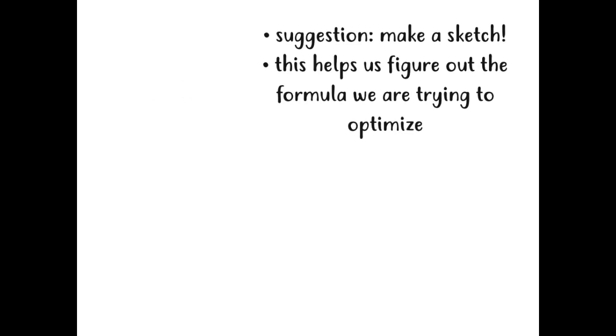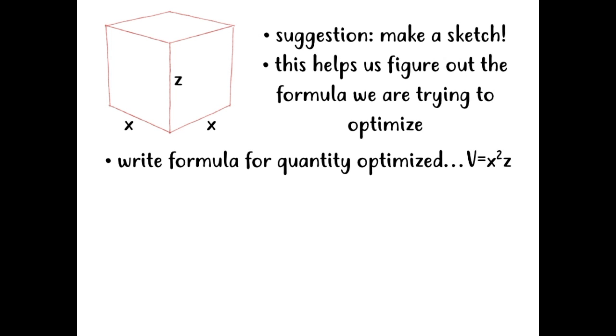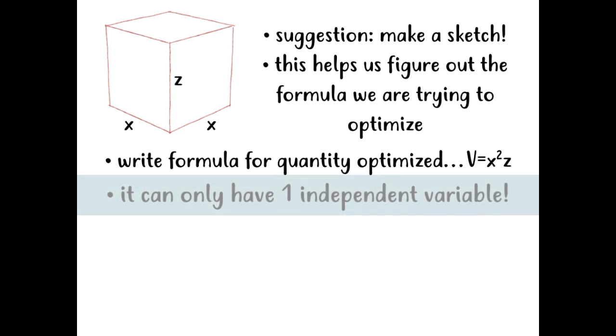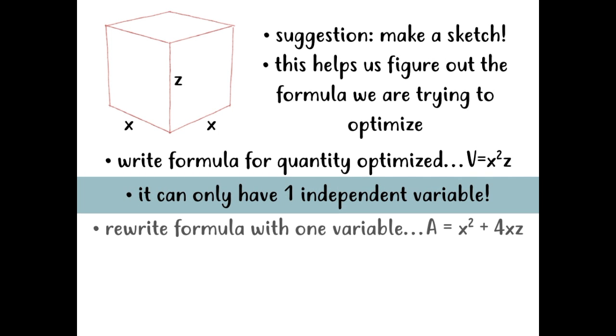At this point, I suggest we make a sketch. A sketch will help us figure out the formula we are trying to optimize. Now that we have a sketch, we can write a formula for the quantity to be optimized, which will be volume equals x squared times z. However, don't forget, it can only have one independent variable. So now we need to rewrite the formula with one variable.